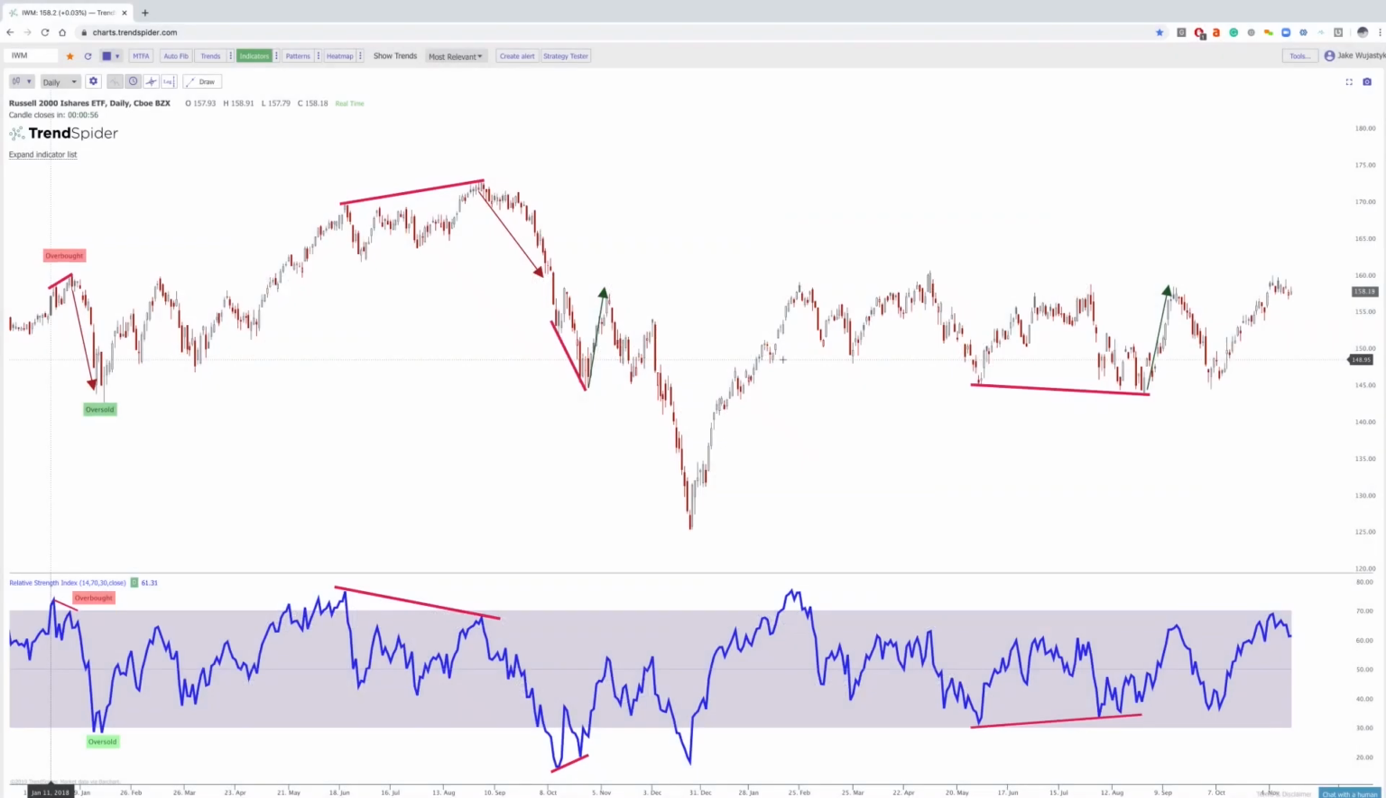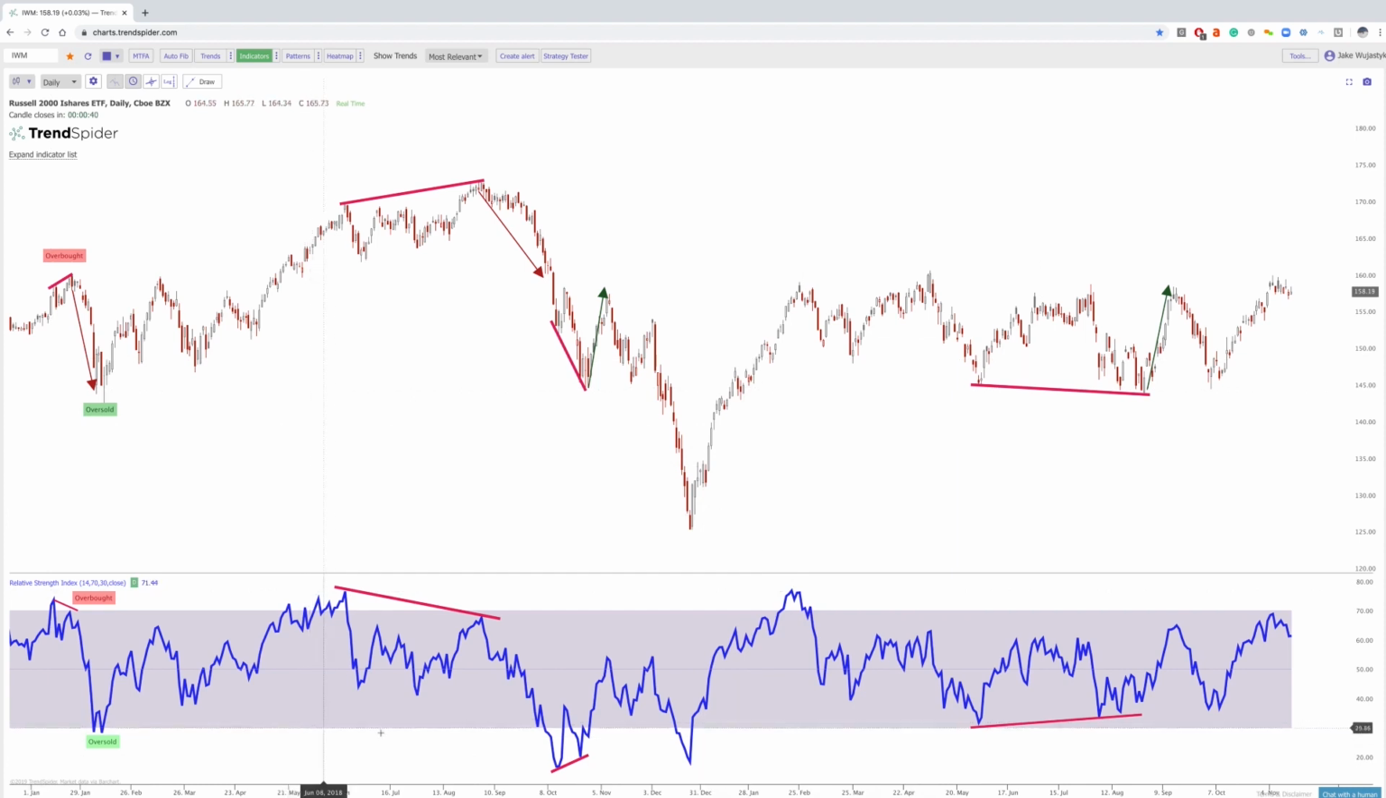Hey everyone, welcome back to the technical analysis series. In this video, we will be going over the RSI, or the Relative Strength Index. The Relative Strength Index is a momentum oscillator, so it oscillates between 0 and 100.